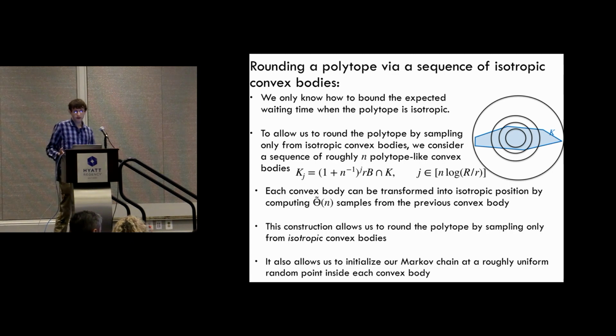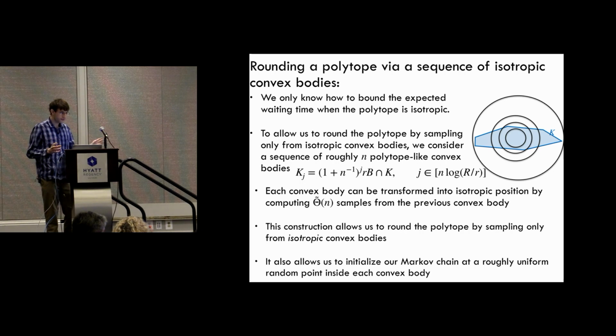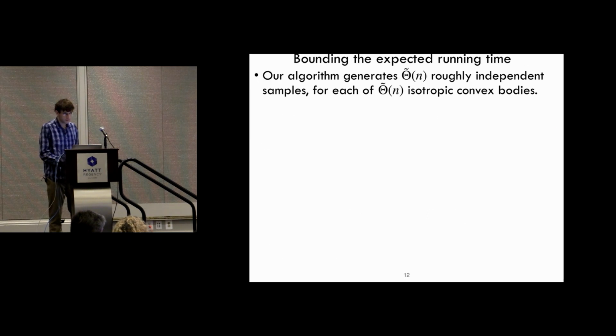So to allow us to round the polytope by sampling only from isotropic polytopes, so isotropic convex bodies that are very close to the polytope in some sense, we consider a sequence of roughly n polytope-like convex bodies. Each convex body in the sequence can be transformed into isotropic position by computing roughly n samples from the previous convex body in the sequence. So this construction allows us to round the polytope by sampling only from isotropic convex bodies. This same construction also allows us to initialize our Markov chain at roughly a uniform random point inside each of these convex bodies.